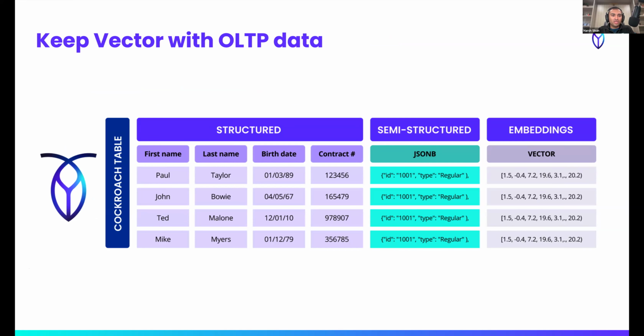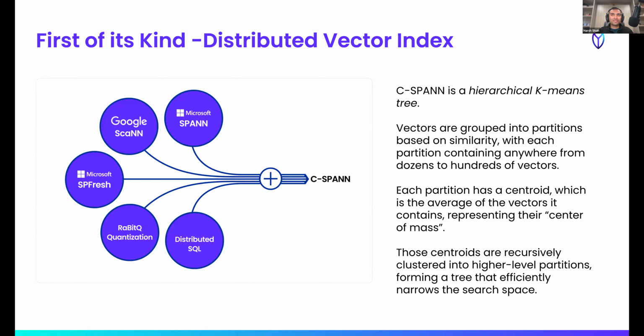So that's great. But now the challenge is with all that bloat and all the amount of data I have, how do I quickly search through everything? So that's the next part of the problem, right? That's where we recently introduced a distributed vector index called C-SPANN.